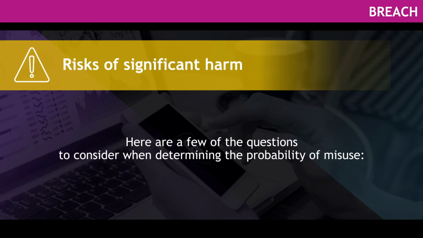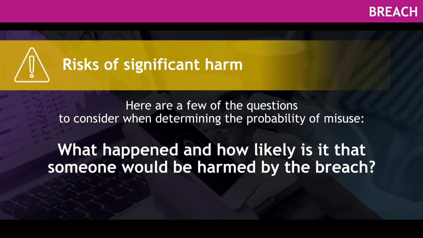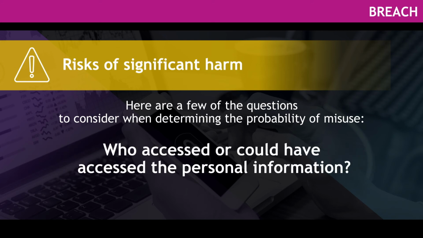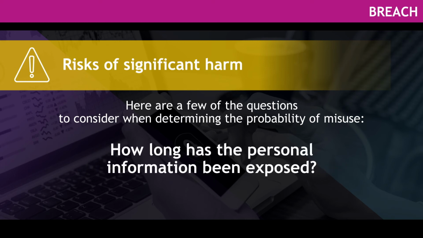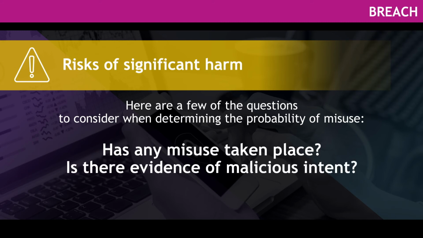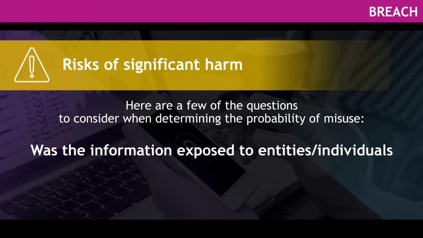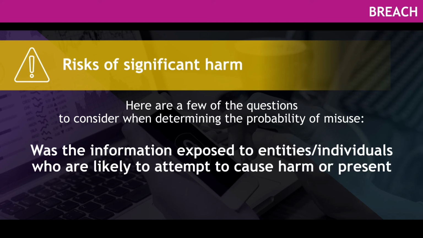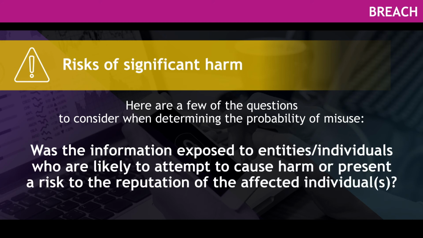Here are a few of the questions to consider when determining the probability of misuse. What happened, and how likely is it that someone would be harmed by the breach? Who accessed or could have accessed the personal information? How long has the personal information been exposed? Has any misuse taken place? Is there evidence of malicious intent, as in the case of theft or hacking? Was the information exposed to entities, individuals, like information thieves, who are likely to attempt to cause harm or present a risk to the reputation of the affected individual or individuals?